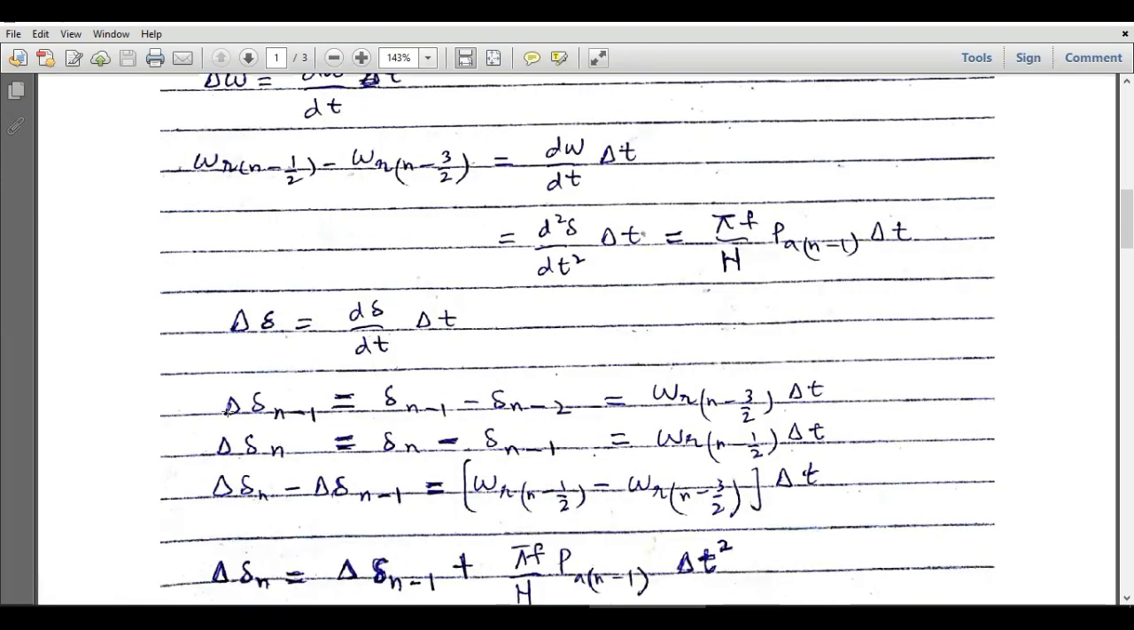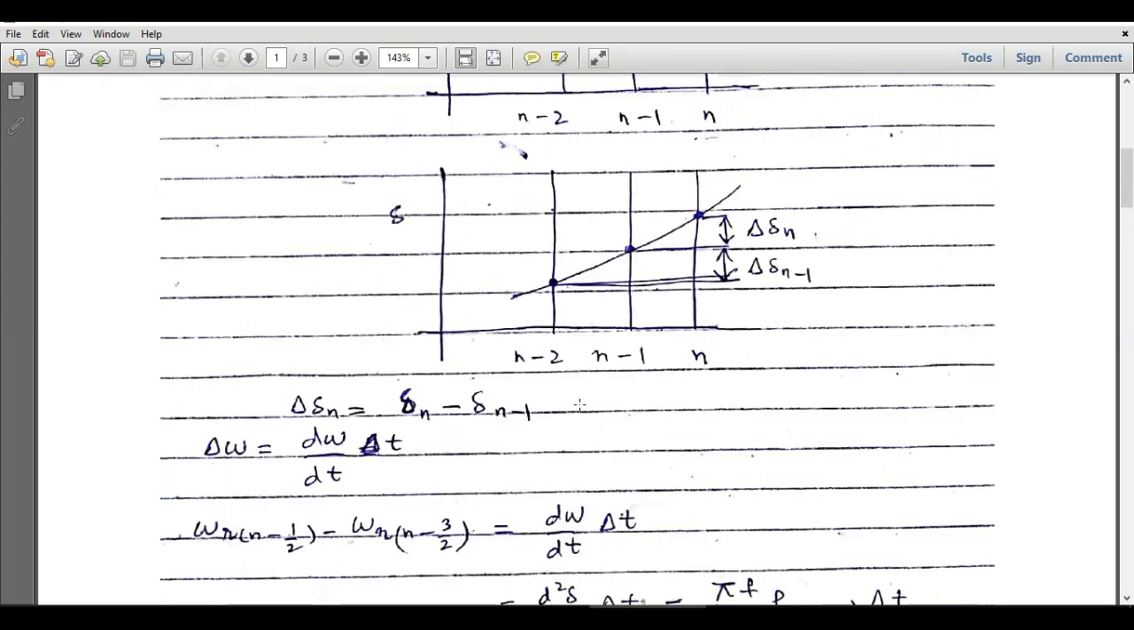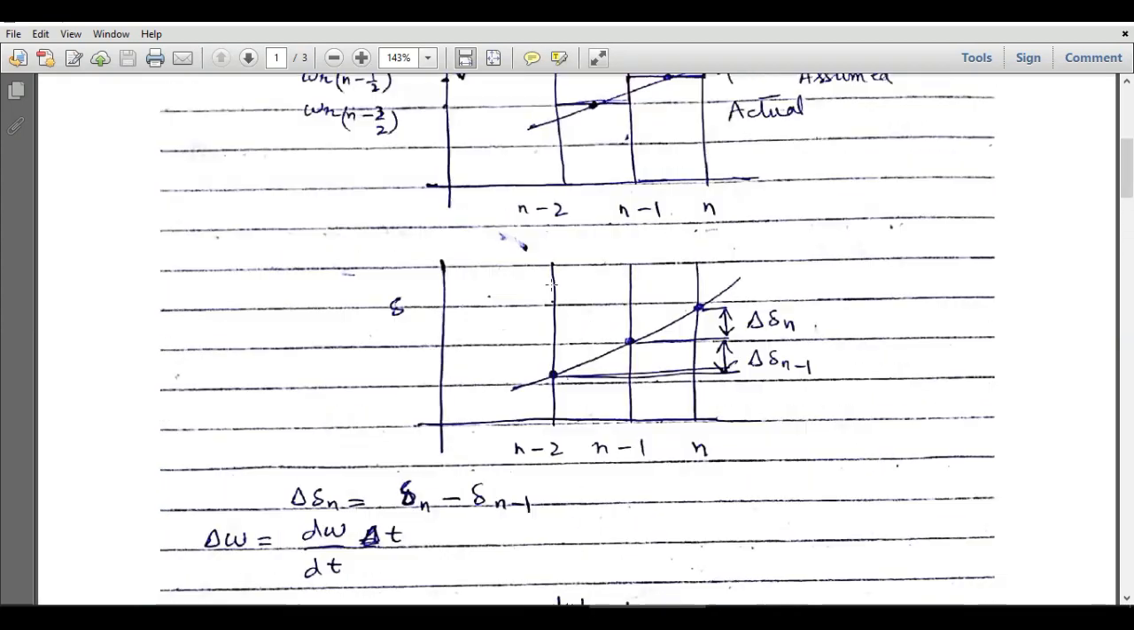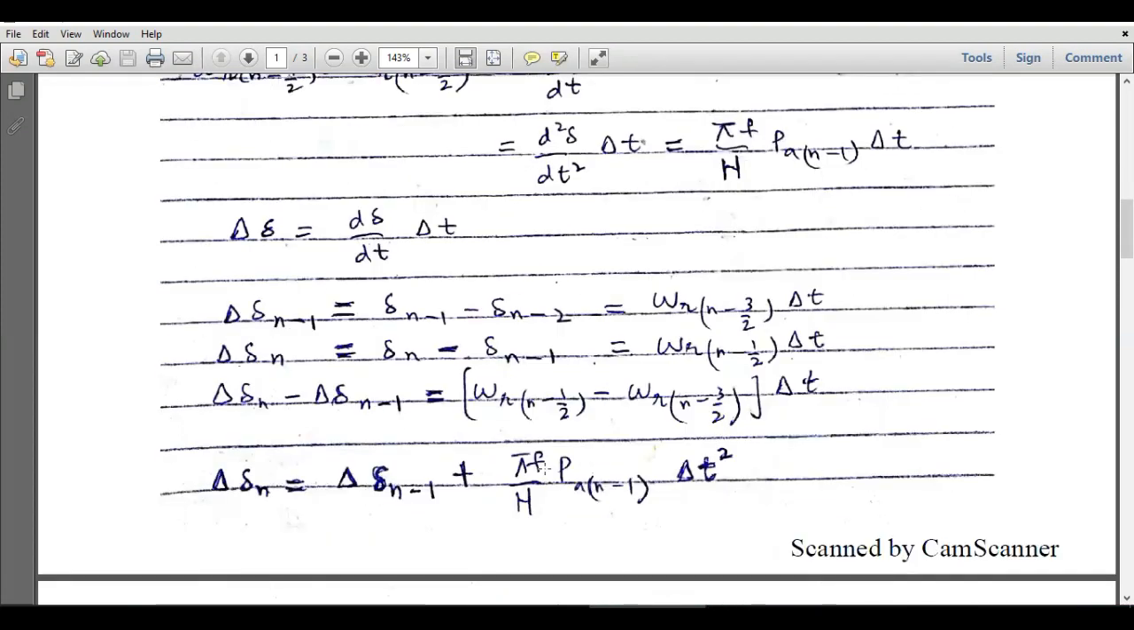Okay, so let's assume delta delta n minus 1, which is equal to delta n minus 1 minus delta n minus 2. So that can be written as omega r at n minus 3 by 2 into delta t, right? Because delta delta is equal to d delta over dt multiplied by delta t. D delta over dt is equal to omega r. Now we are considering the difference of delta n minus 1 and delta n minus 2. So this is delta n minus 1, this is delta n minus 2. So in between these two values, we will consider the value of omega r, which is omega r at n minus 3 by 2. So that's why we have written omega r at n minus 3 by 2 over here, and this is delta t.